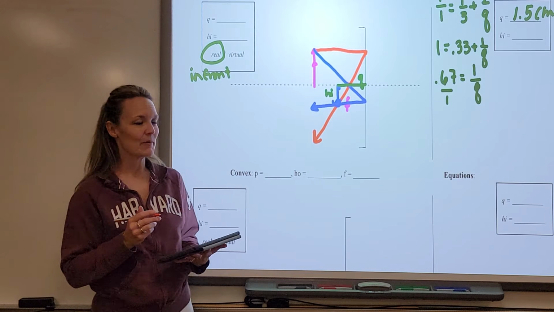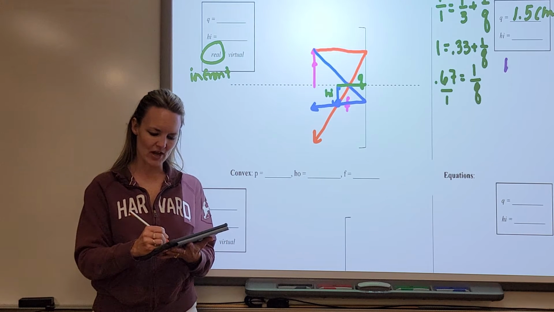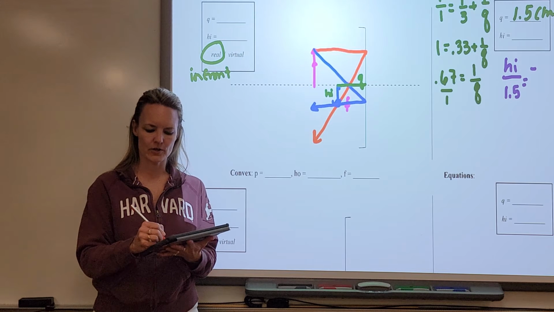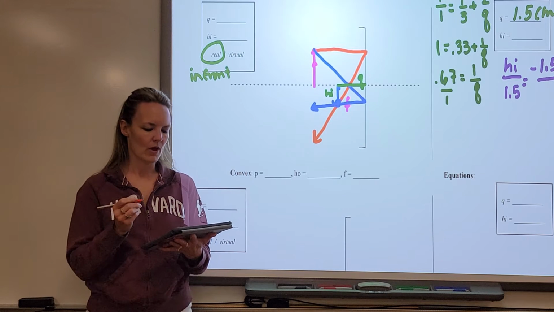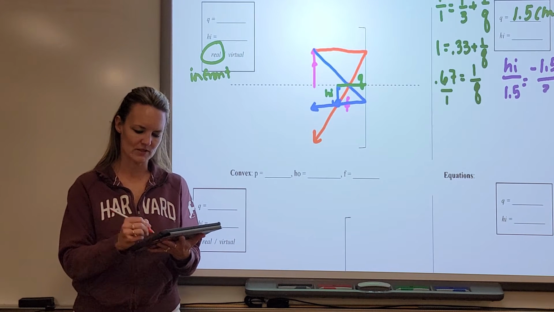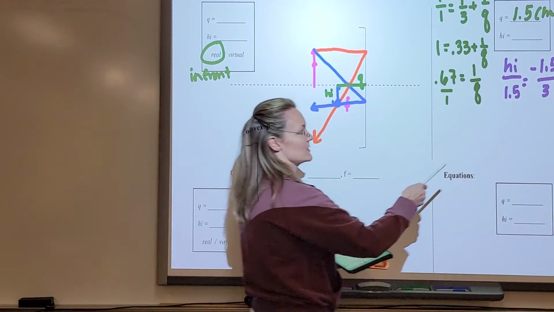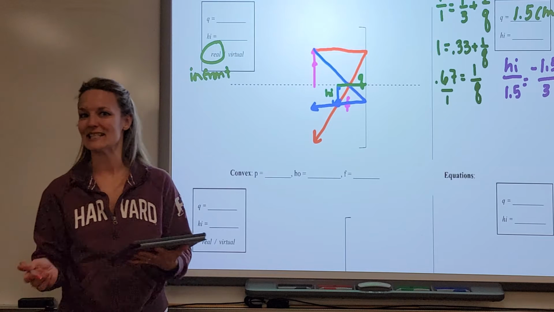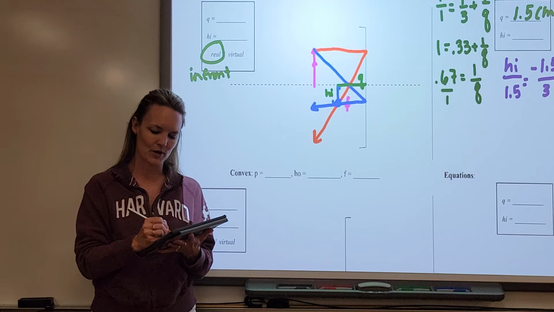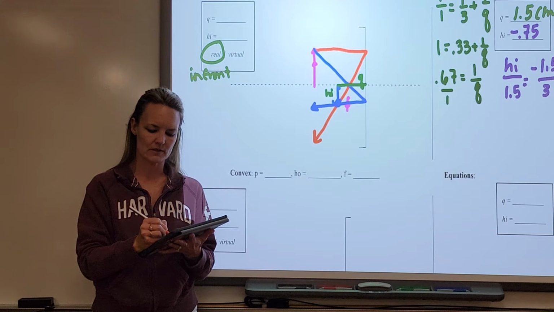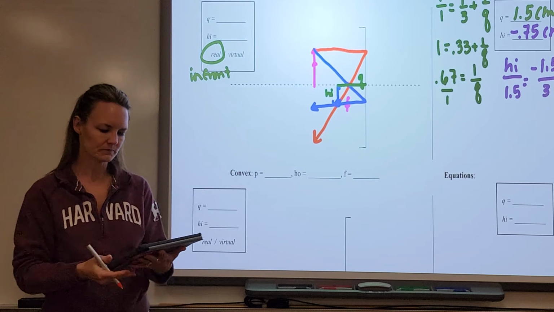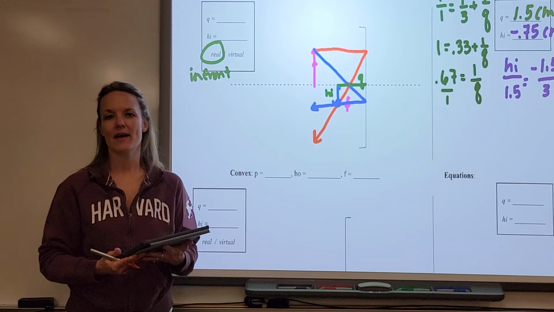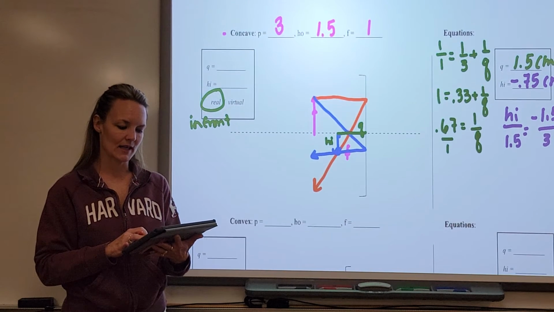From there, I'm ready to solve for HI. HI over HO, 1.5, equals negative Q, negative 1.5, over P, which was 3. So I'm going to cross multiply and divide, and I end up with a height. It's going to be negative because it's pointing downward, and I got about 0.75 centimeters for that. All right, so that is a quick review of concave.